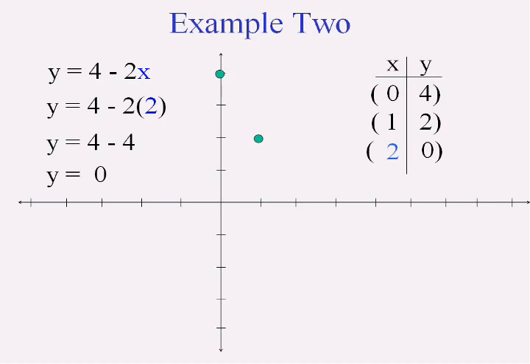So I'm going to graph the pair 2, 0 by going over 2 and up none. I'm very happy about this, aren't I? Because they line up. I draw the line and put on the arrows, and I have the graph, if you would, of this linear equation.